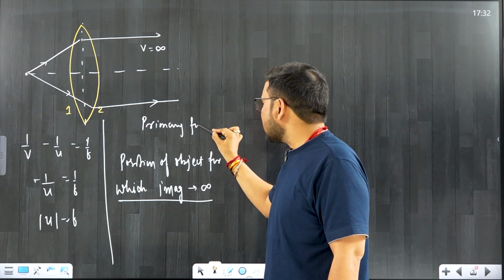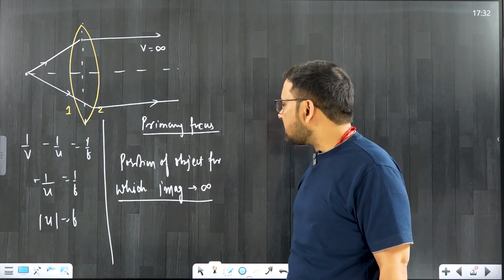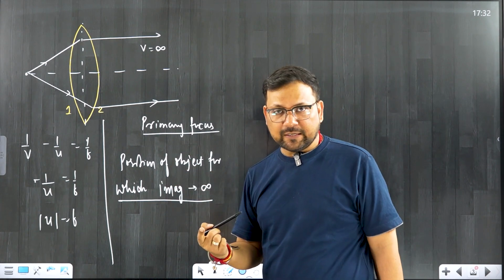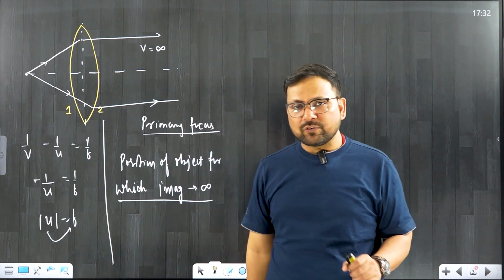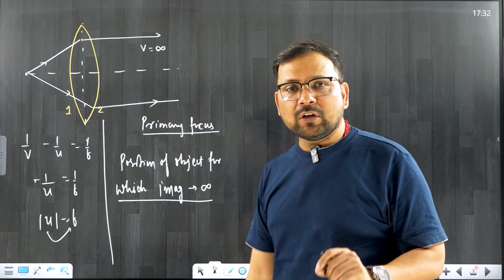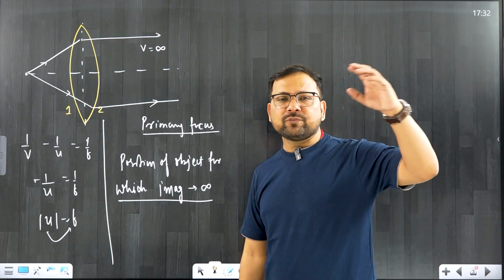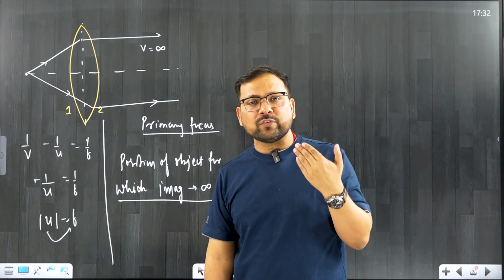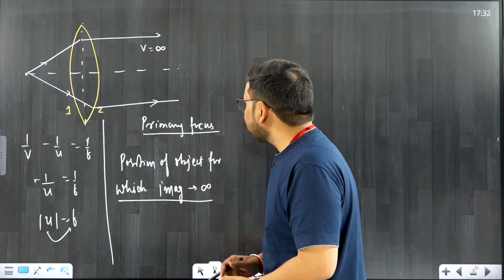As we discussed, a lens has two surfaces, and two surfaces means it will have two focuses. The position of the object for which the image becomes infinity is called one focus, and that focus is called the primary focus. Simple. In NEET they ask questions on the position of the image and the position of the object, so we should know that the primary focus is the position of the object.